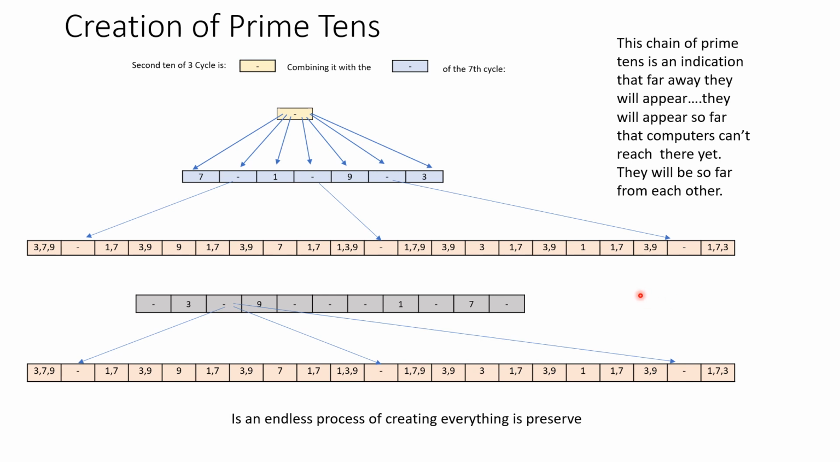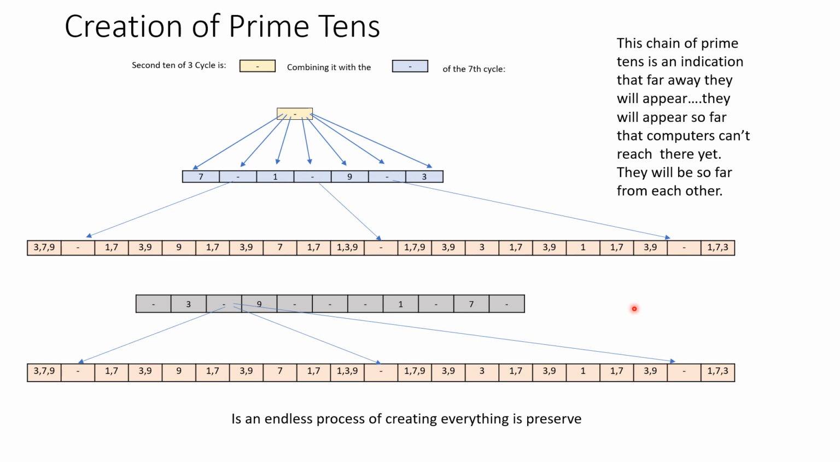This chain of prime tens is an indication that far away they will appear. They will appear so far that computers can't reach them yet. They will be so far from each other. Of course, some of them will come to the real number line.